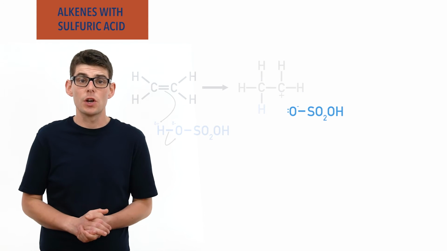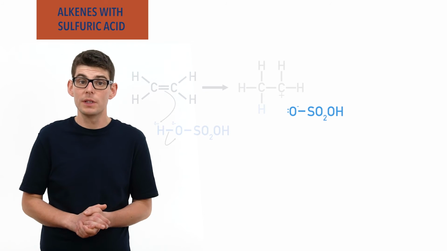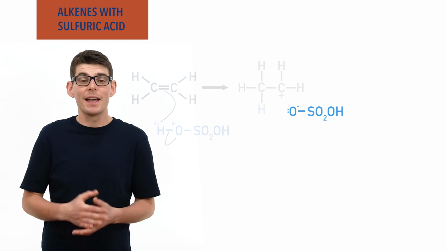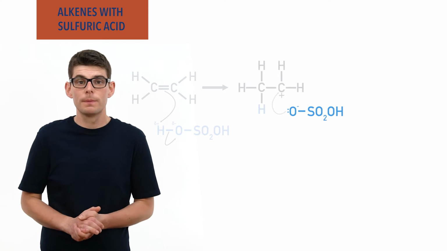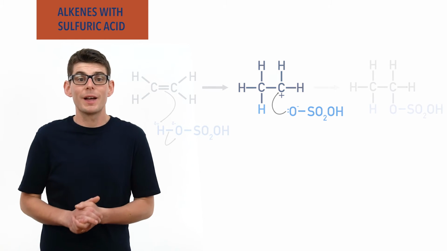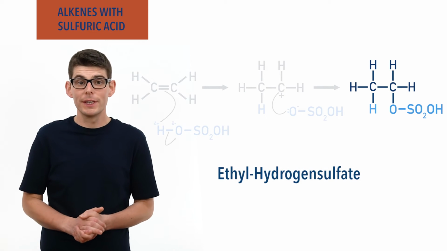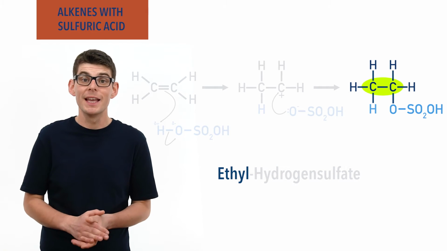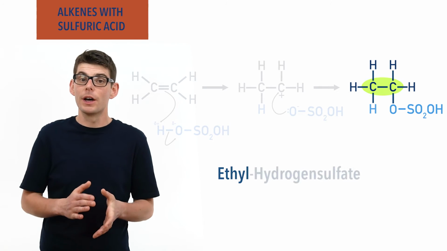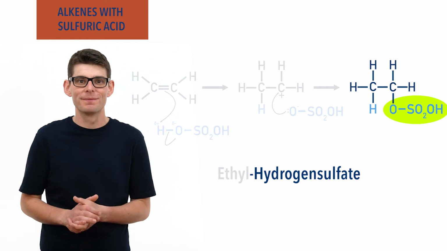The negatively charged hydrogen sulfate ion gets attracted to the positively charged carbon in the carbocation intermediate, and the oxygen with the new lone pair of electrons forms a bond to it. This creates a new molecule, an alkyl hydrogen sulfate, called ethyl hydrogen sulfate. The ethyl comes from the fact a 2-carbon alkyl chain is bonded to something, and the hydrogen sulfate tells us that this is what the ethyl chain is bonded to.